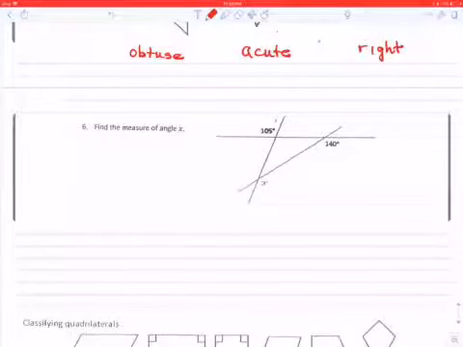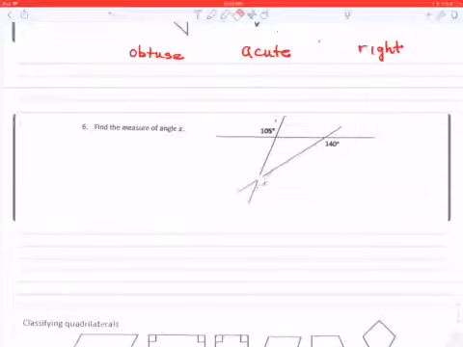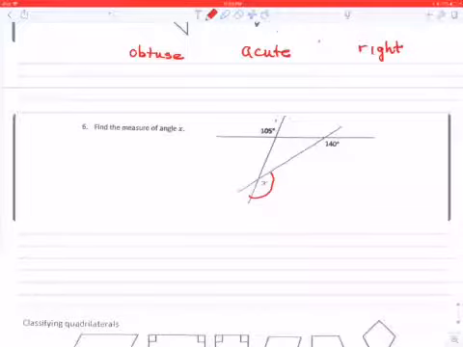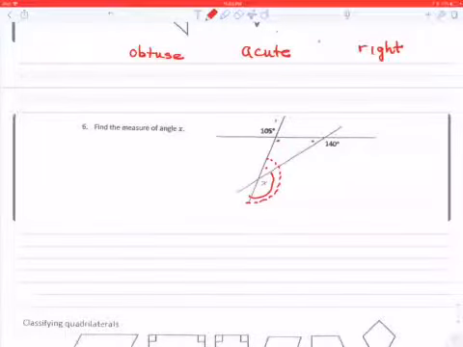For 6, we have 3 intersecting lines, and we want to find the measure of angle X. Well, by examining the diagram, we see that these 3 intersecting lines form a triangle. So here's a strategy. If I can fill in the 3 angles in that triangle, angle X is supplementary to that third side. Right.